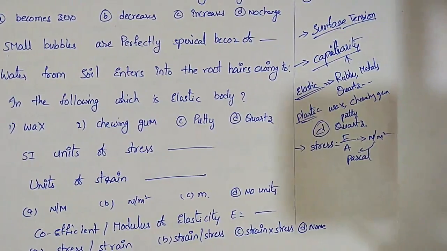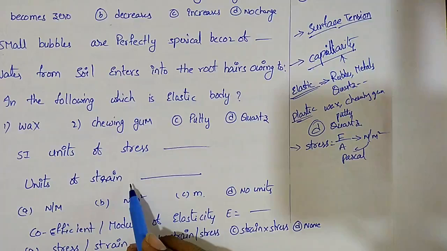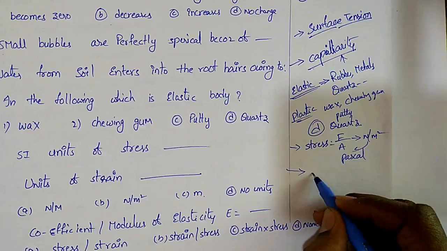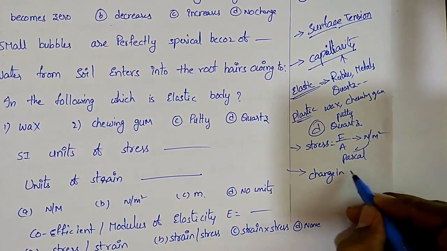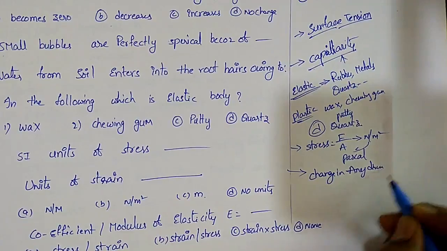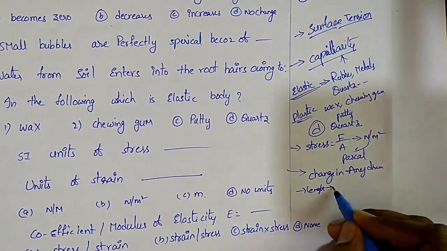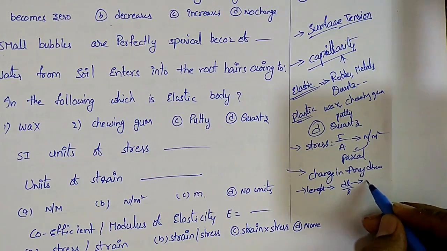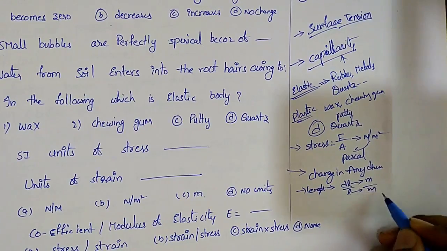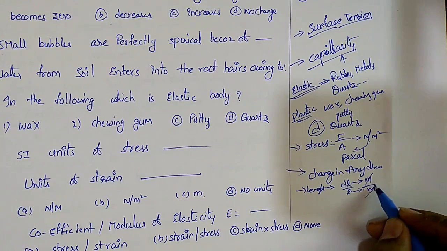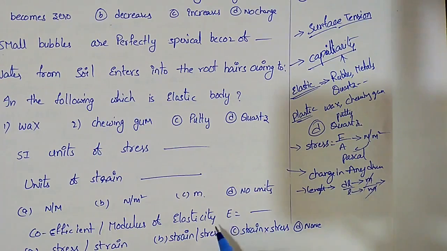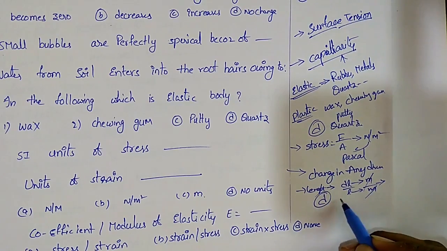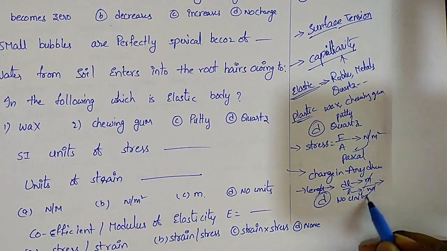And the next one, units of strain. What is strain? Strain is nothing but change in any dimension. For example, if you take length, the strain is dL by L. Here the unit of length is meters, and the length L is also in meters, so the meters cancel. That means the strain has no units. The option is D. Strain has no units.